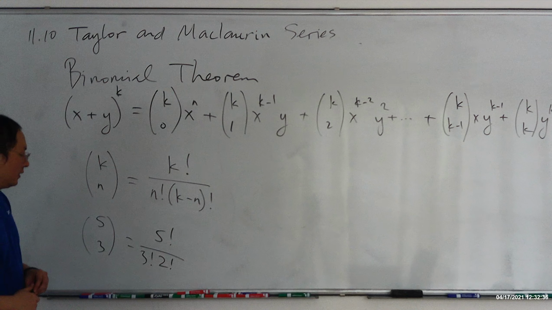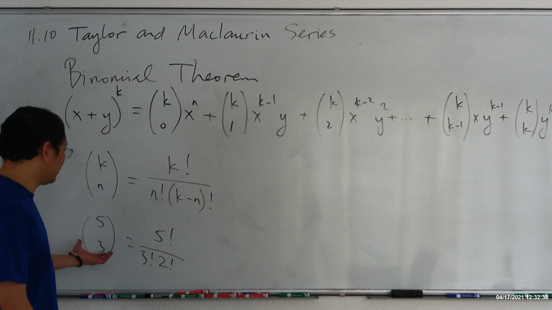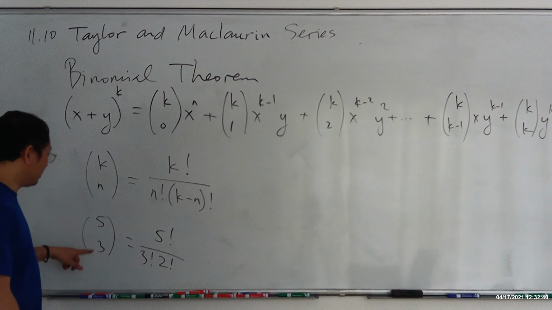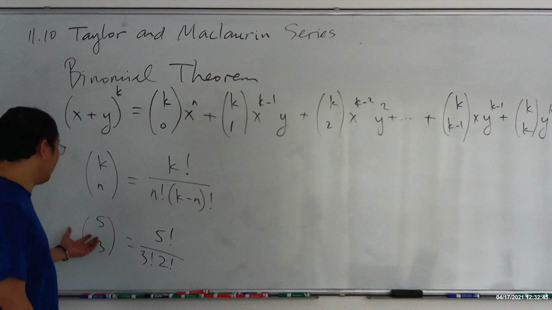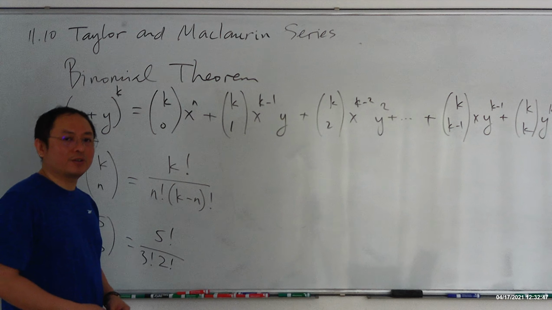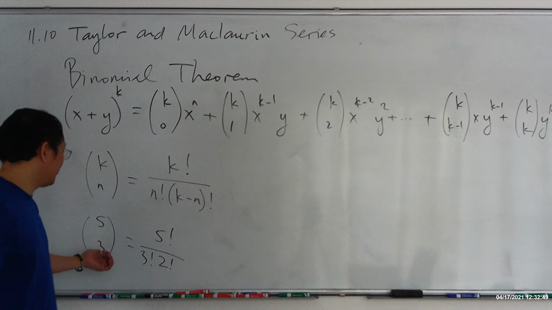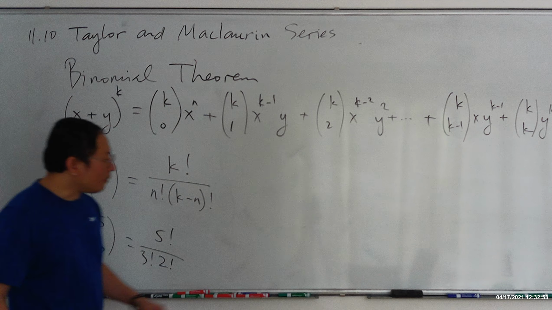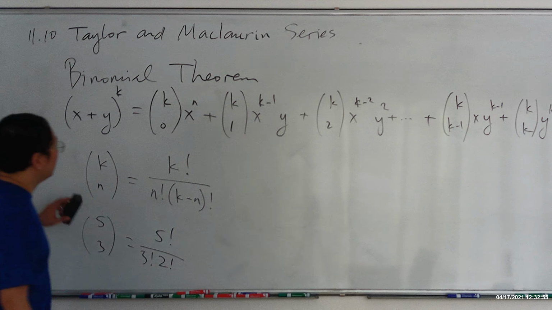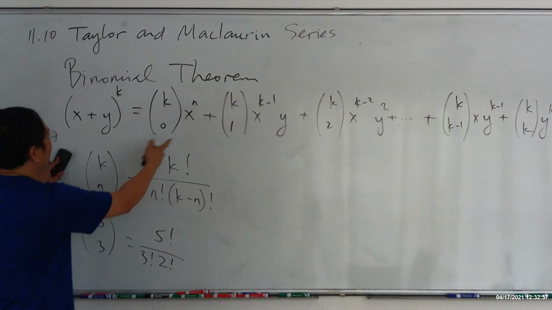You talk about it in discrete math. This is how many ways you can choose 3 items out of 5 items when order doesn't matter. Say you have 5 markers and you want to choose 3 markers out of the 5 markers, and this is how many ways. Okay. And this is the formula. We write it that way.